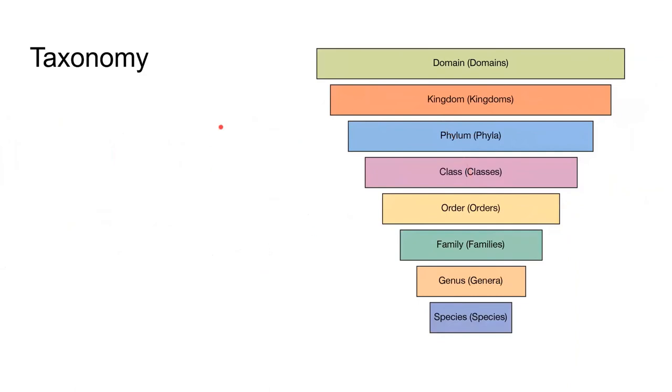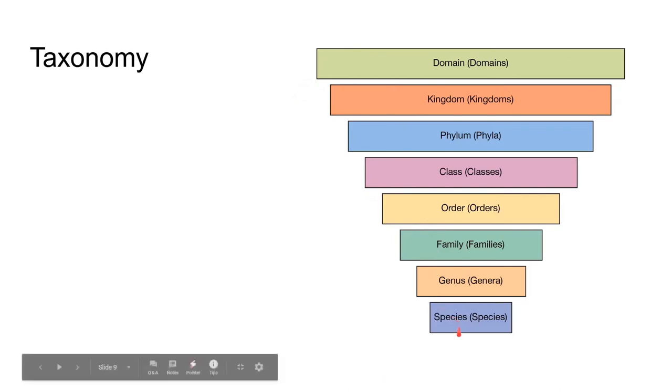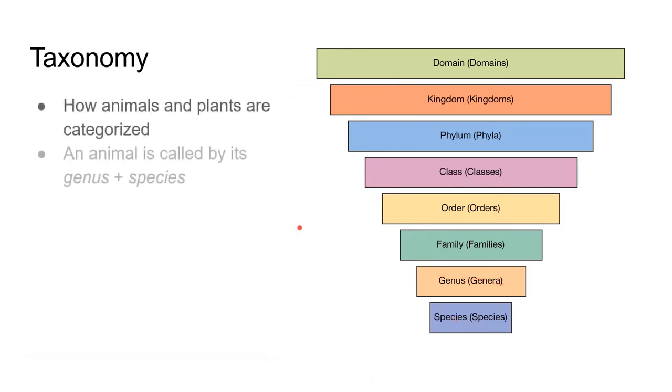Okay, so now we're going to talk about how animals and living organisms are classified, which is done by taxonomy. Taxonomy is just an organization system by which we divide up the various organisms that exist on the planet. Each animal is specifically called by its genus and species. So for instance, humans are the genus Homo and the species sapiens. So we are Homo sapiens.